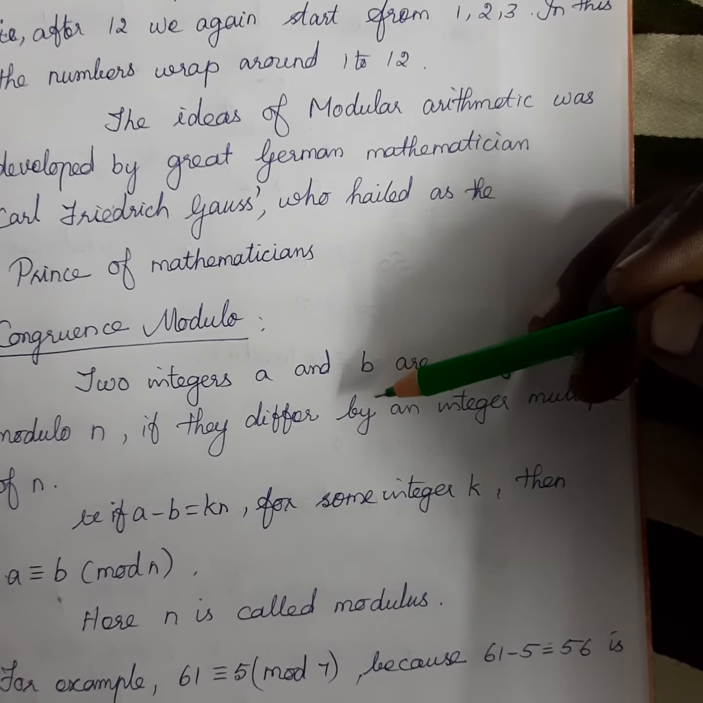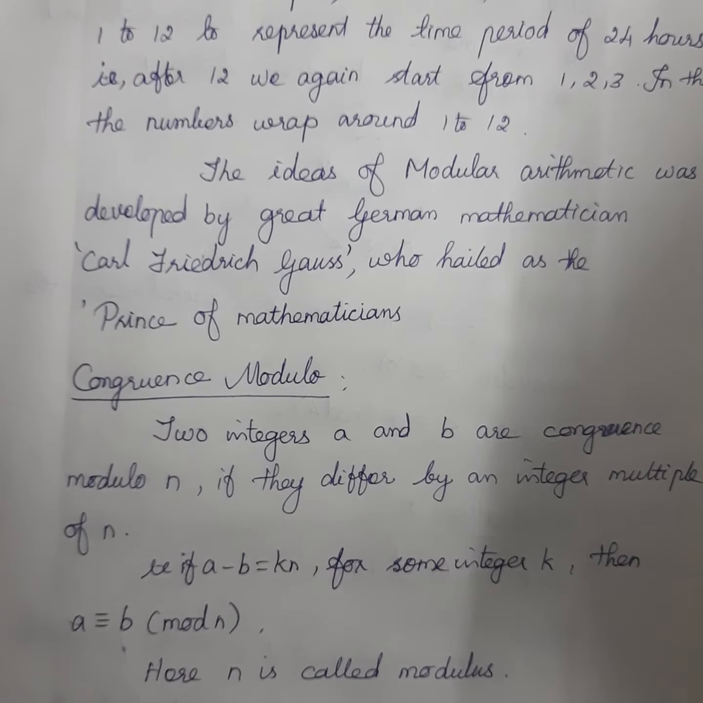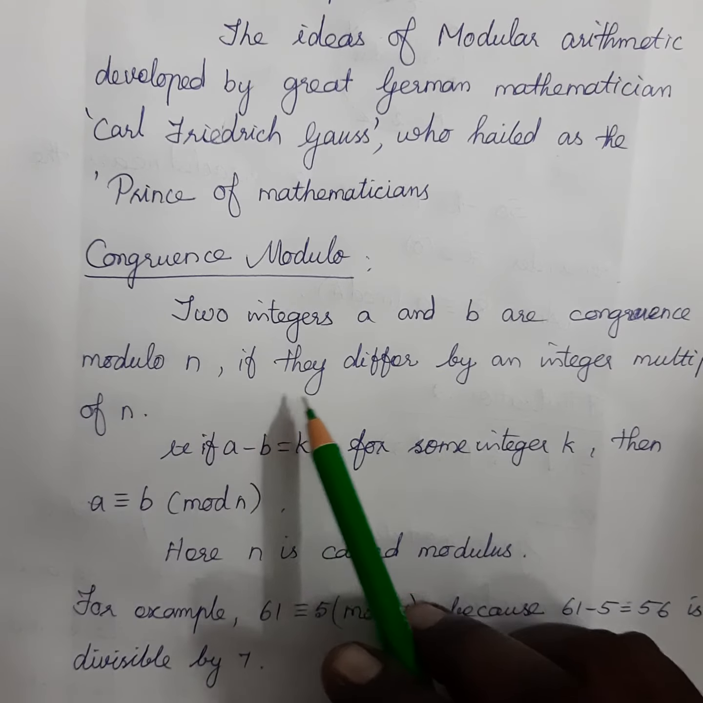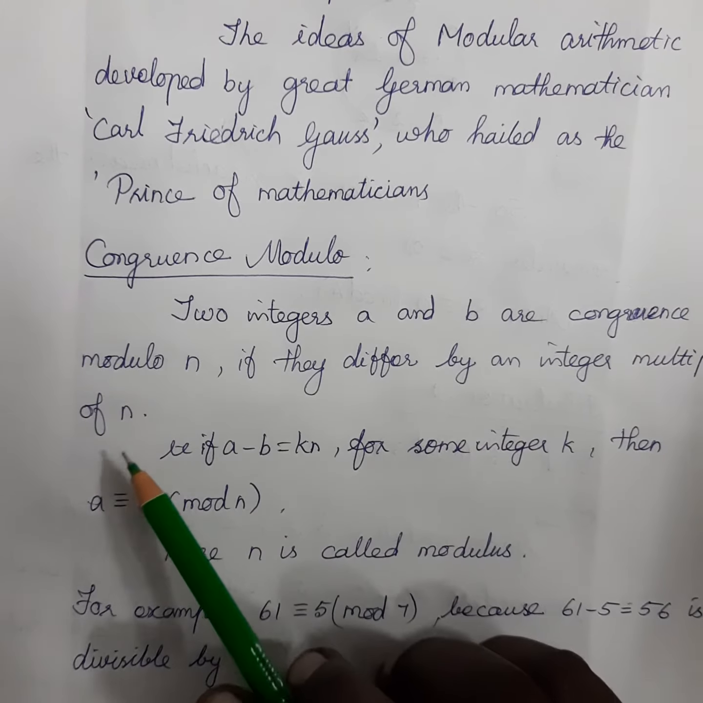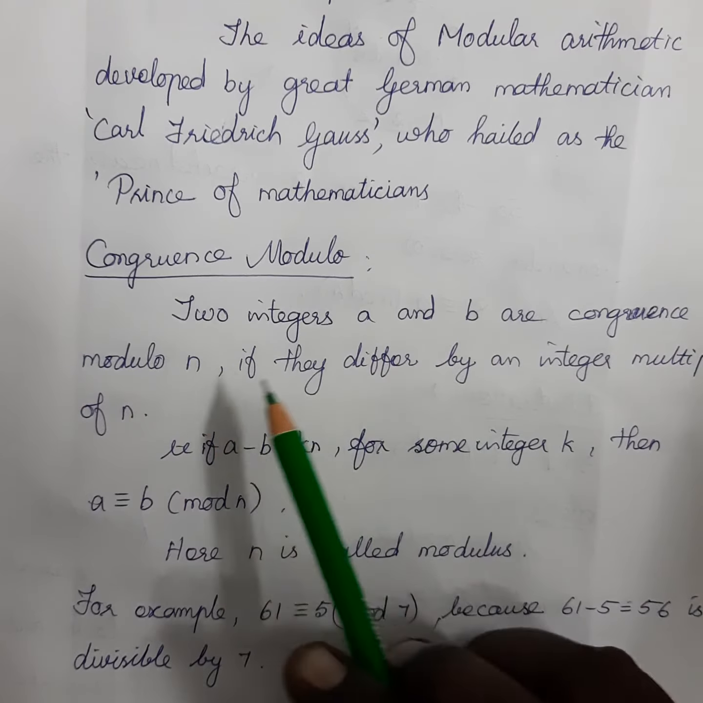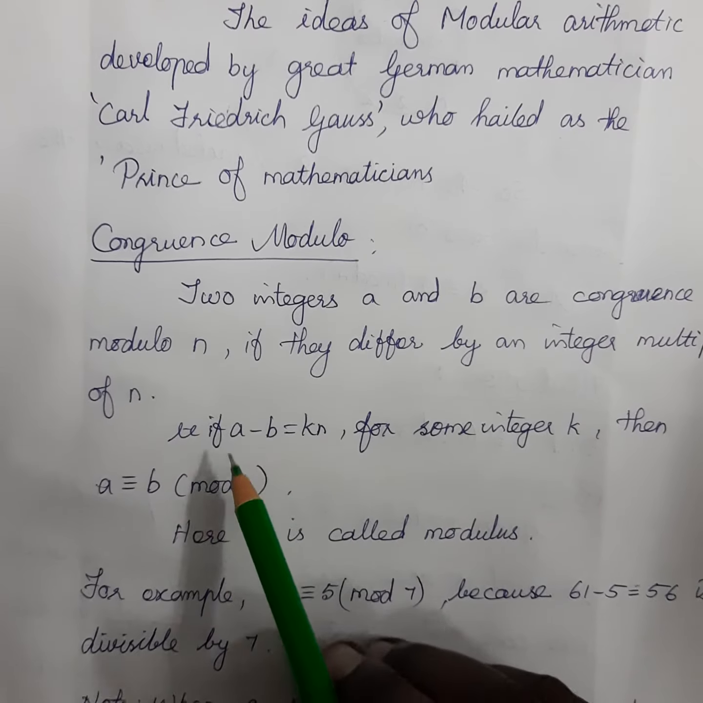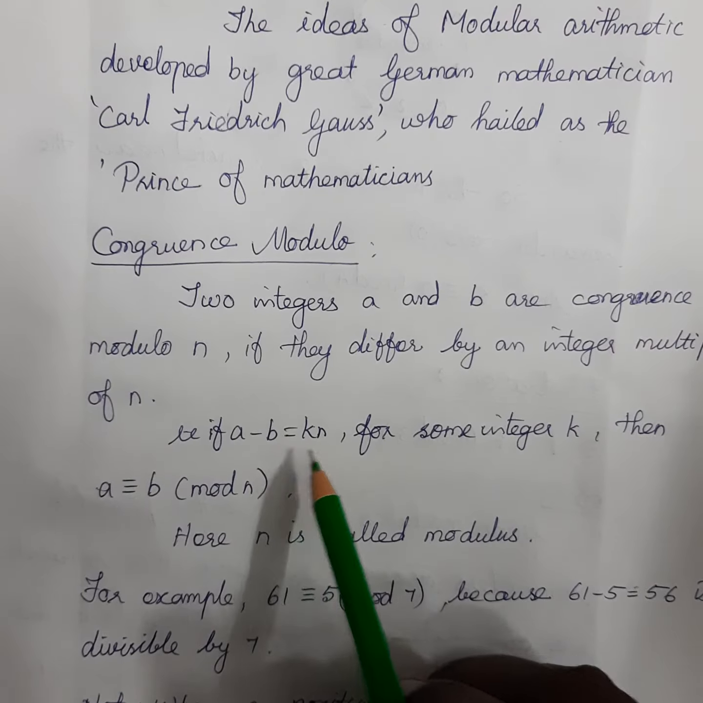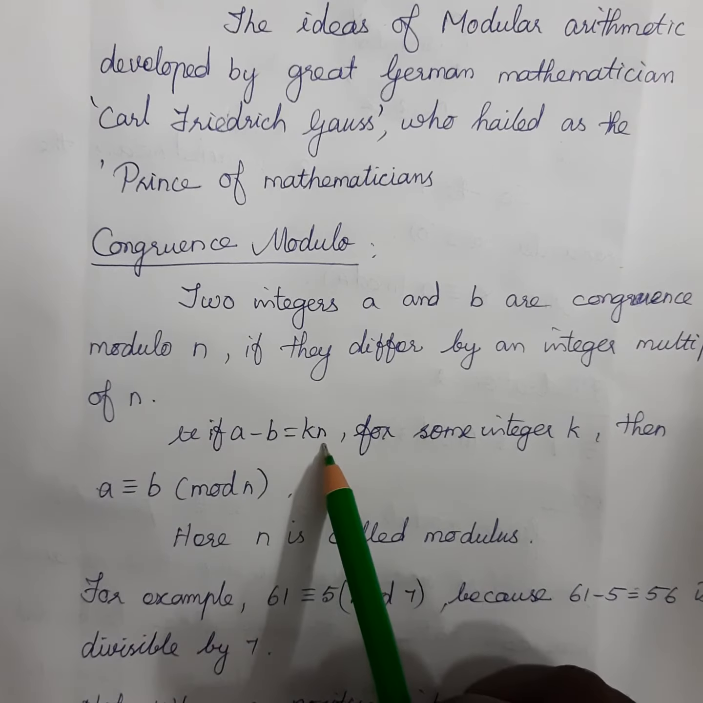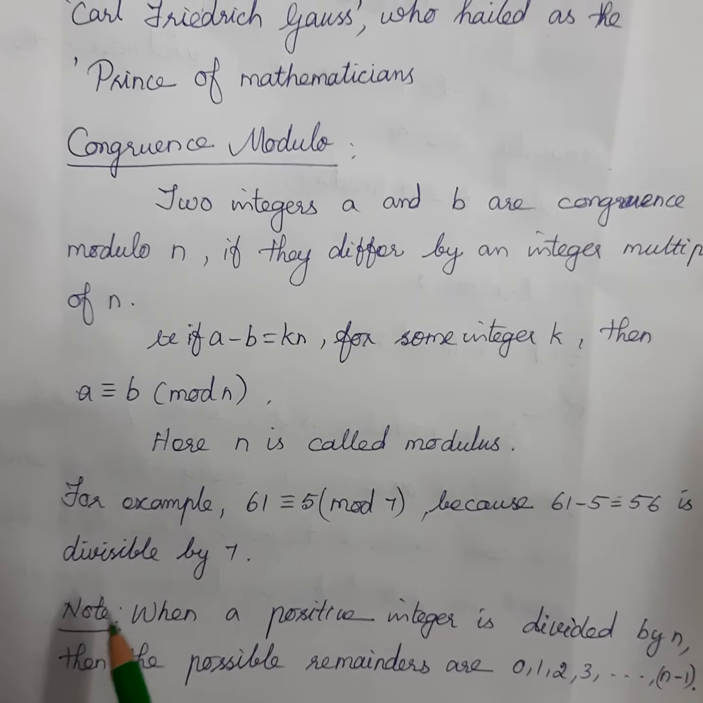Now you see congruence modulo. Two integers a and b are congruent modulo n if they differ by an integer multiple of n. Whenever we say two numbers are congruent modulo n, we can say that the difference of the two numbers is a multiple of that same modulo n. We can study this using an example so that you can learn it easily.